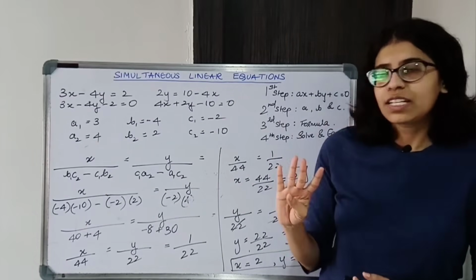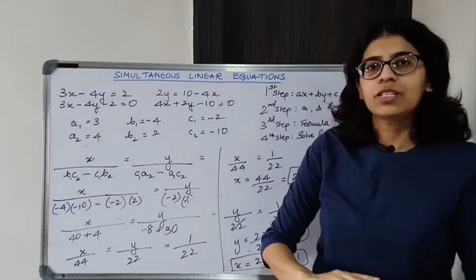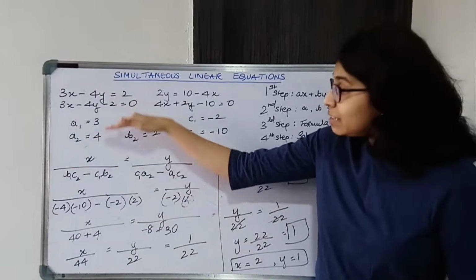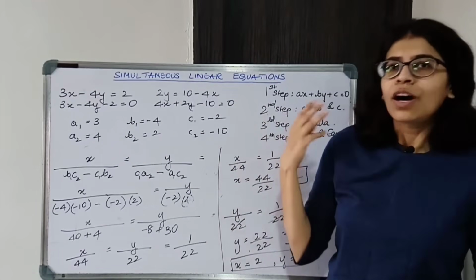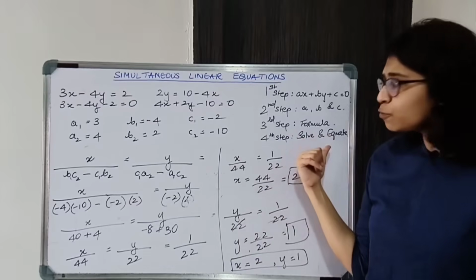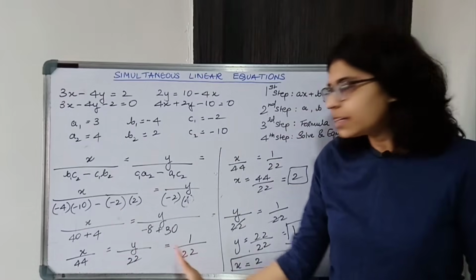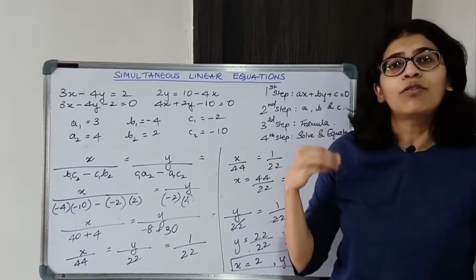Alright, so 4 steps है. First, bring it in the normal form, all the terms in LHS. Second, write down A1 B1 C1 A2 B2 C2 in this order only. Okay, third step, formula. I have shown you how to remember the formula. Fourth step, you will solve and equate. X को constant term के साथ equate करेंगे, Y को constant term के साथ equate करेंगे and you will get the values of x and y.